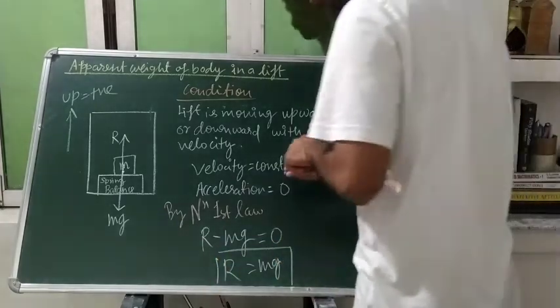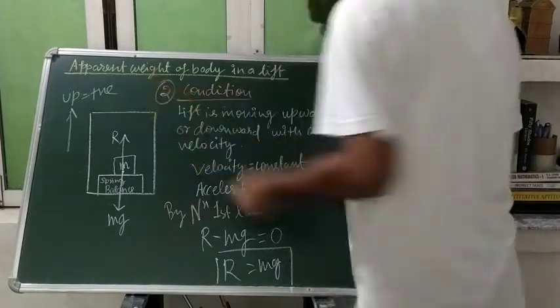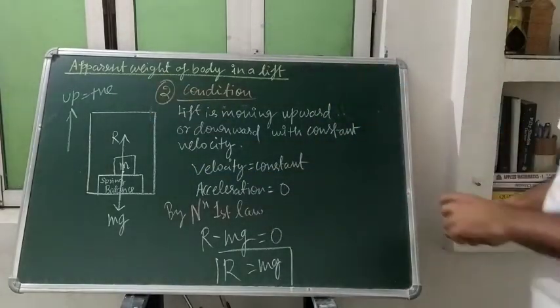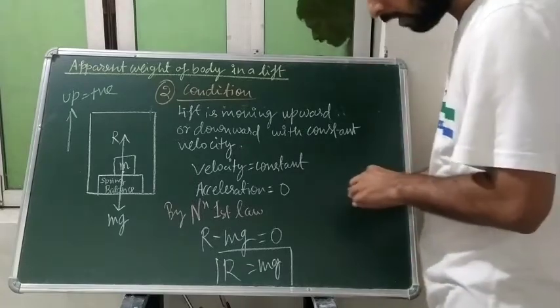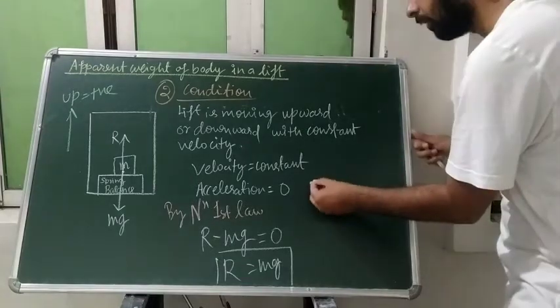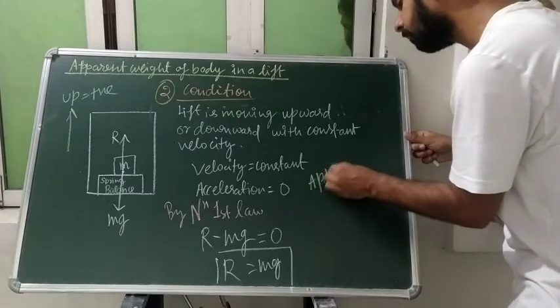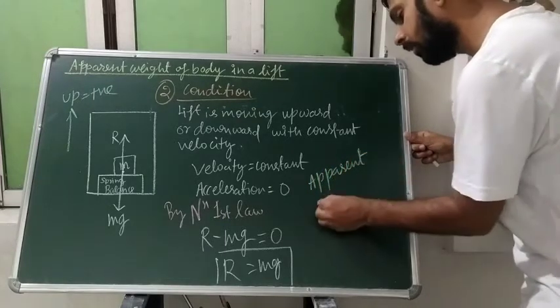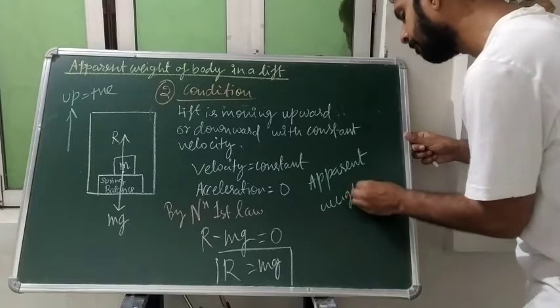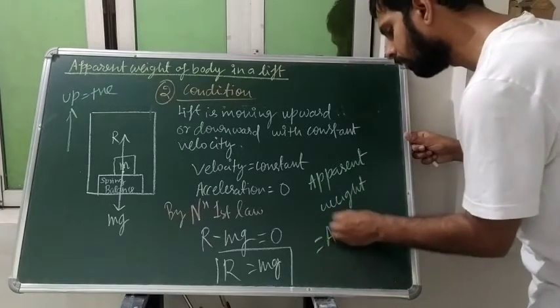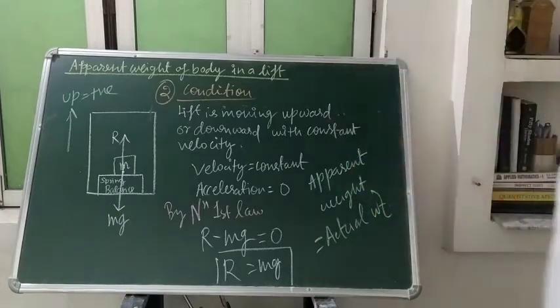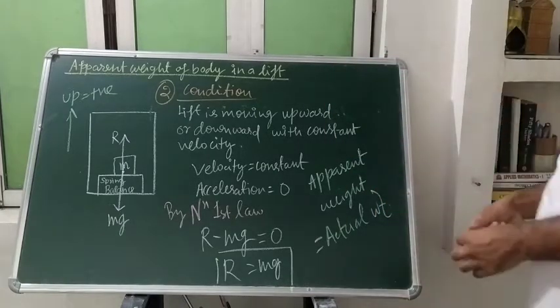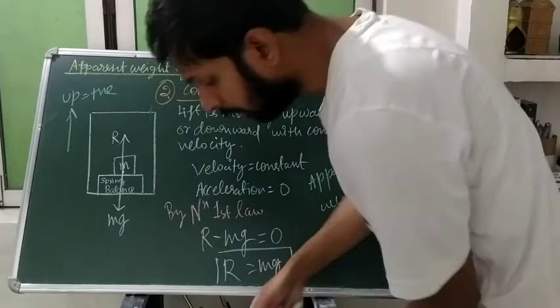This is the second condition we are saying, when the lift is moving upward or downward with constant velocity. And in this case also, student, our apparent weight will become equal to the actual weight. Okay? It is the second condition, student.